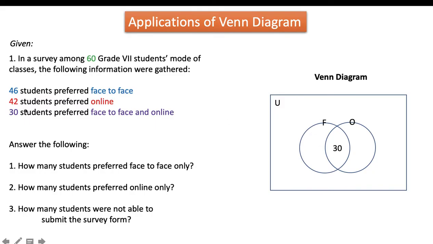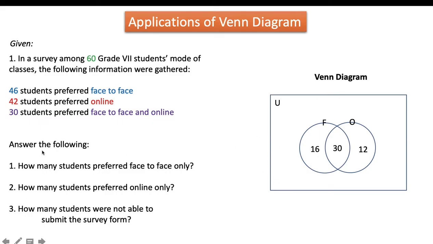Okay, then we will write this 42 here, and these are the students who preferred online. So this is our set that represents online. Since we already have 30 here, we'll just subtract this 30 from 42. So 42 minus 30 is 12. Notice that if we add 30 plus 12, that is 42, and these are the students who preferred online. Then these 46 students will be written here, but since we already have 30, we will just subtract 30 from 46, and we got 16. And this will be our Venn diagram.